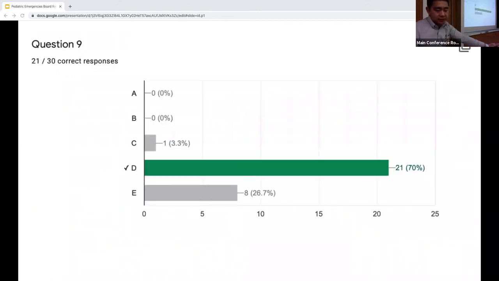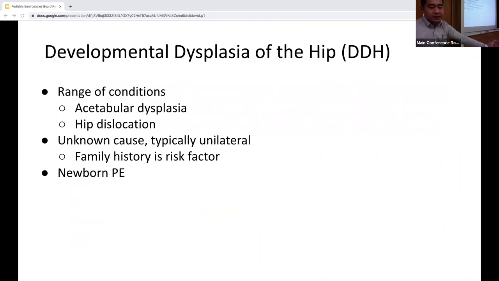And so we're going to go over this for a second as well. DDH is something that every general pediatrician gets drilled into their head during residency. It's part of the newborn exam. You're doing it every time you examine an infant. You're going to range the hip and you're going to feel for a click. It's kind of an umbrella term for a range of hip and acetabular diseases. So there's acetabular dysplasia, there's hip dislocation. There's no real cause, but it has been found to run in the family. And so it's part of your newborn physical exam.